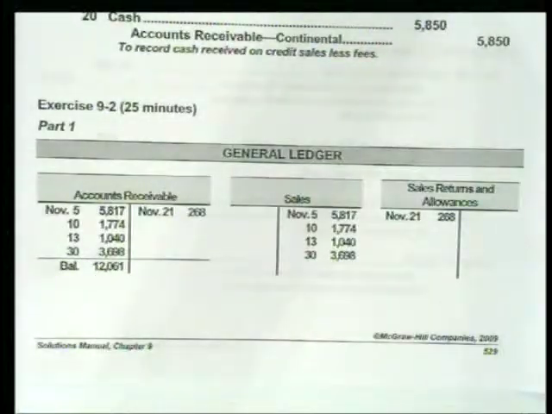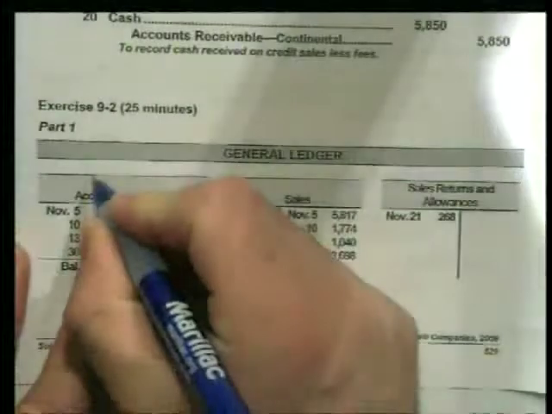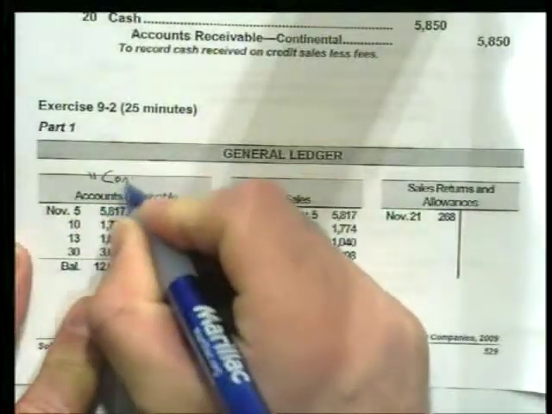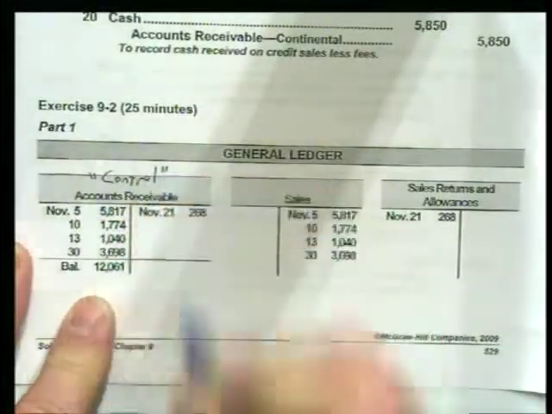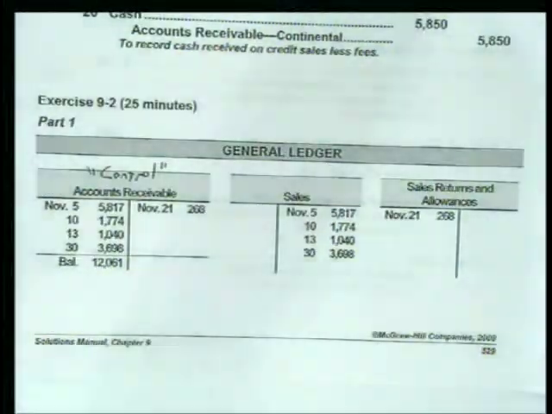Okay? Any questions, and I'll show you the next accounts here in a second, but any questions on AR, sales returns, and allowances? And actually, let's just add that this is the control AR. That's the AR that will appear on the balance sheet, the total, the 12061. Okay? Anna. Oh, you don't need to put the dates on there.